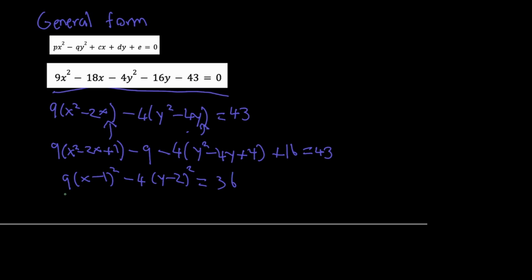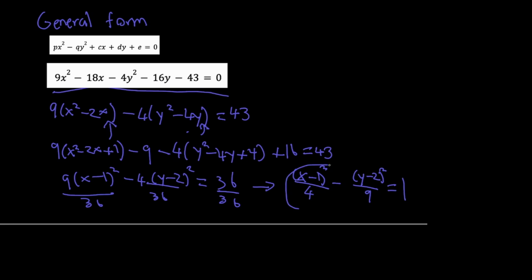And now we just have to divide 36 on both sides. And that would give us (x minus 1) squared over 4 minus (y minus 2) squared over 9 equals 1. And there we have our standard form where we can get all the information we need.